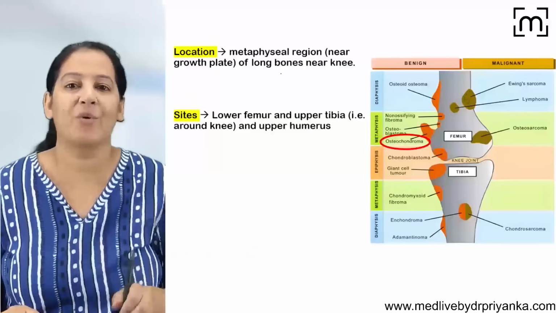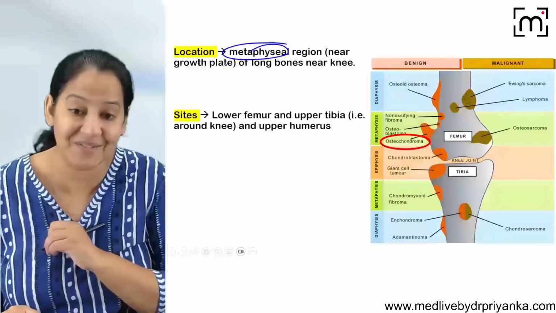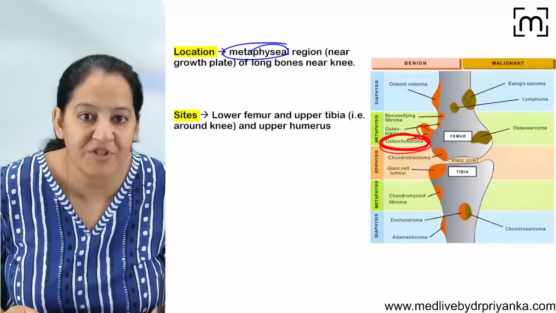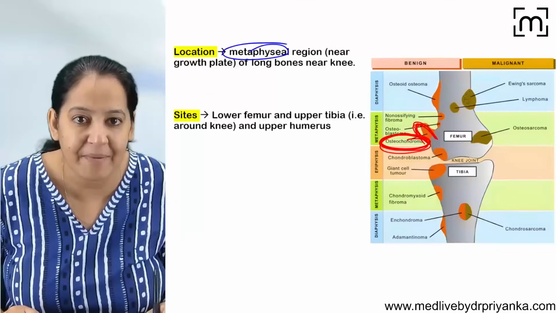Okay. Now coming on the location, this one occurs at the metaphysis of the bone. You can see it here. Can you appreciate osteochondroma? Appreciate, it's like a cap-like tumor.